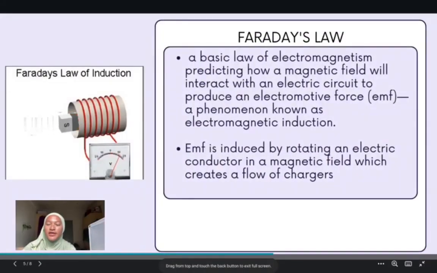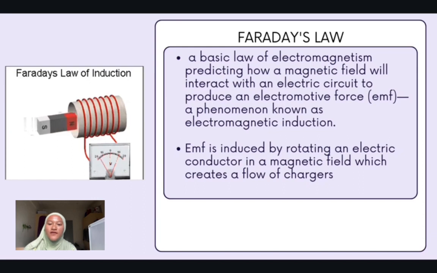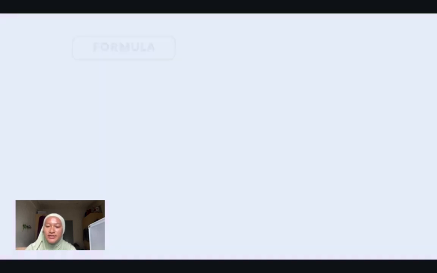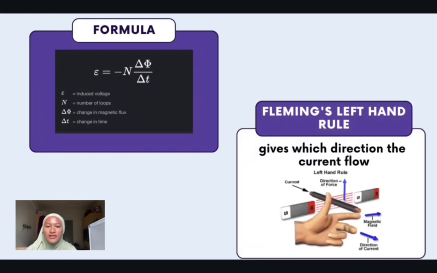In this experiment, we apply Faraday's law. Faraday's law is a basic law of electromagnetism, predicting how a magnetic field will interact with an electric circuit to produce an electromotive force, a phenomenon known as electromagnetic induction. EMF is induced by rotating an electric conductor in a magnetic field, which creates a flow of charges. This is the formula: induced voltage equals the number of loops multiplied by the change in magnetic flux divided by the change in time. We use Fleming's left-hand rule to give the direction of the current.